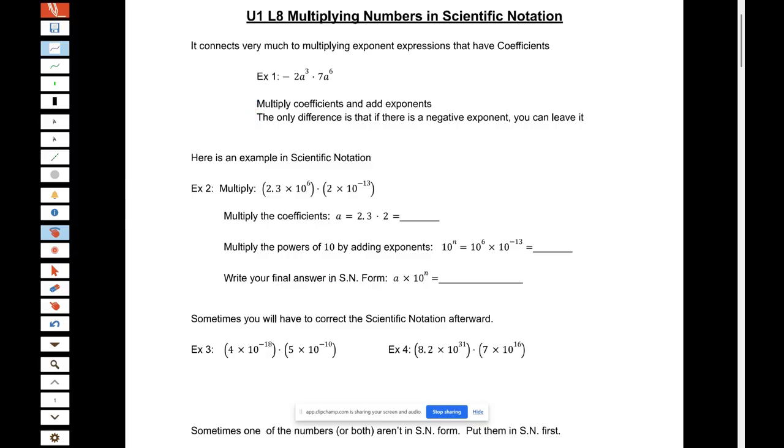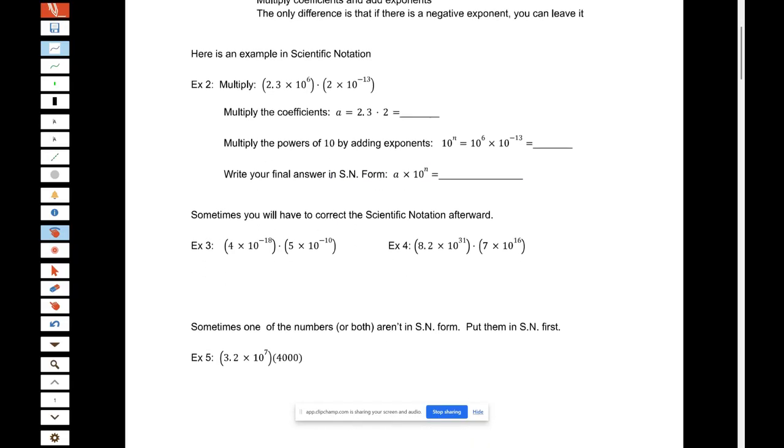the exponent. So -2 times 7 is -14. And then a to the third times a to the sixth is a to the ninth. We add those exponents because they tell us how many of the a's we are multiplying. The only difference with scientific notation is that you can leave a negative exponent in the final answer.